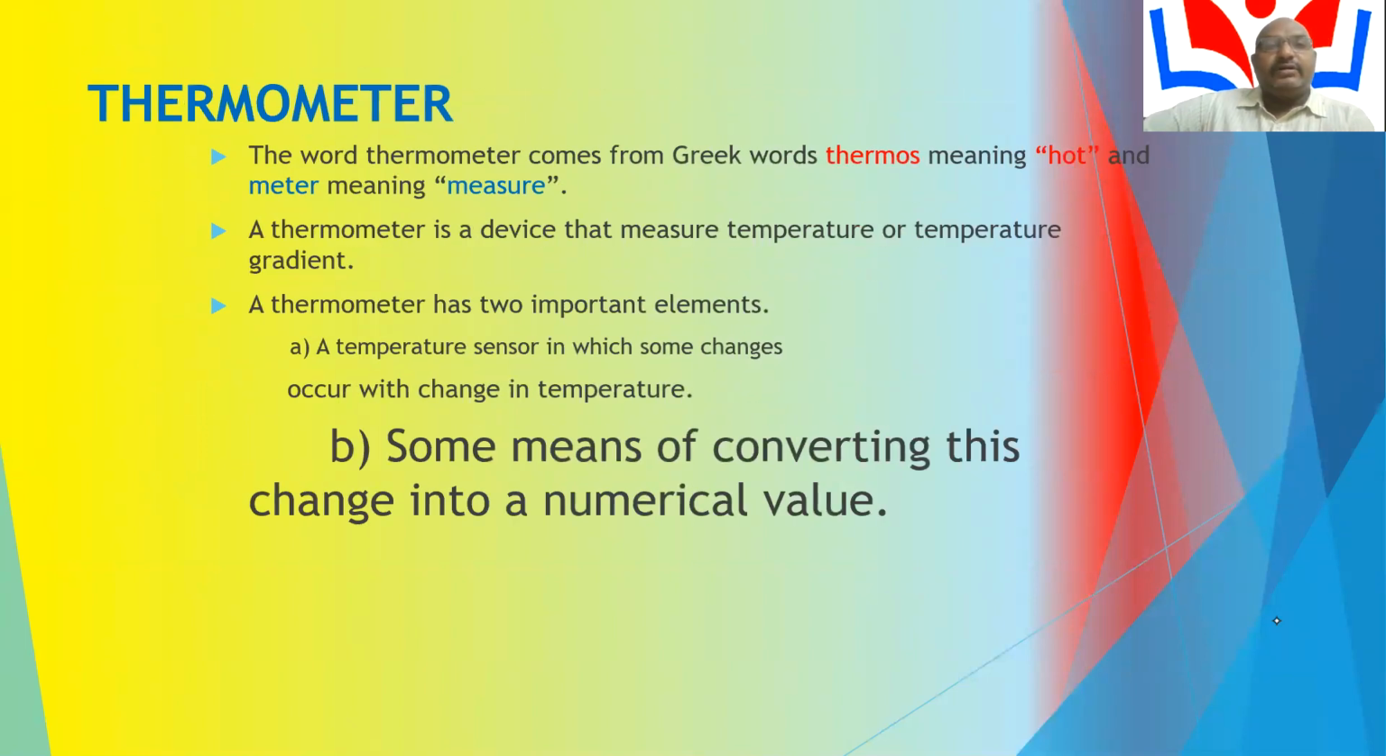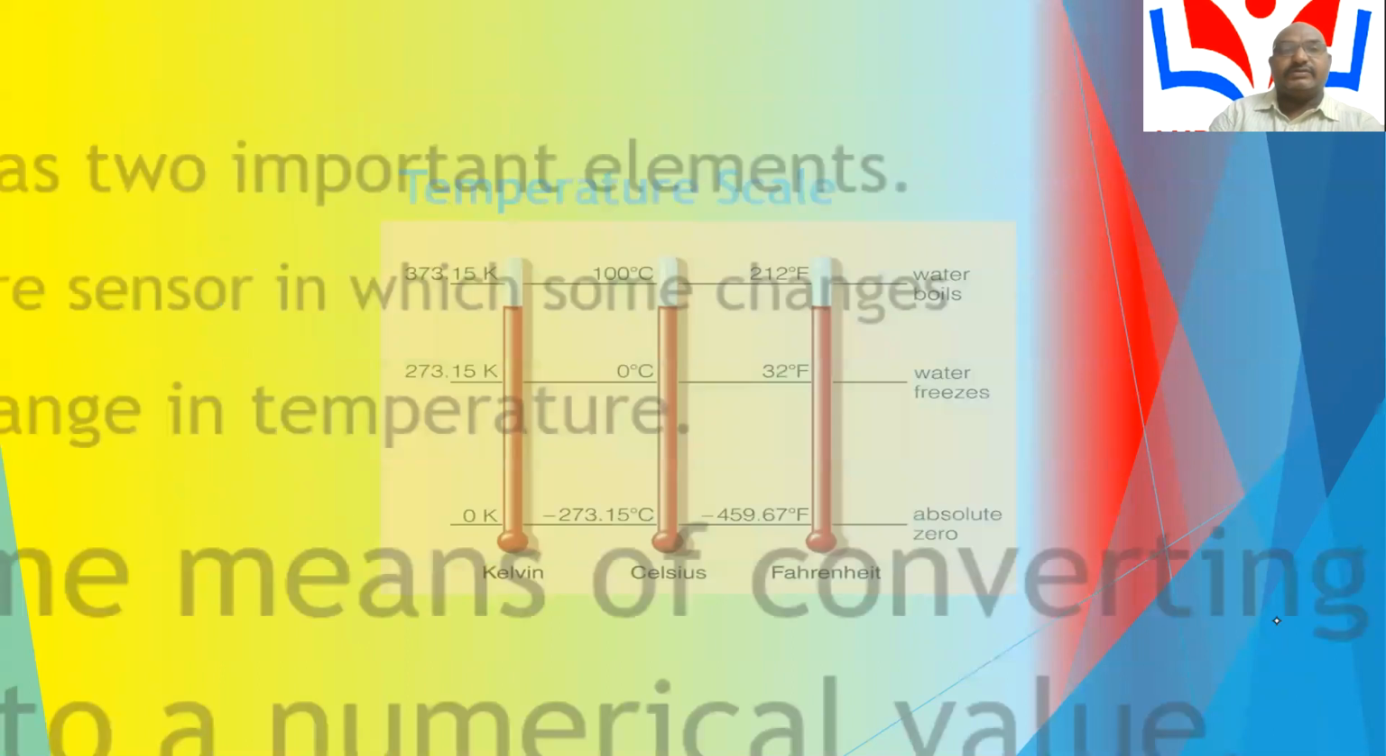Thermometer: the word thermometer comes from the Greek word thermos meaning hot and meter meaning measure. The thermometer is a device that measures temperature or temperature gradient. A thermometer has two important elements: a temperature sensor in which some change occurs with the change in temperature, and some means of converting this change into numerical values.